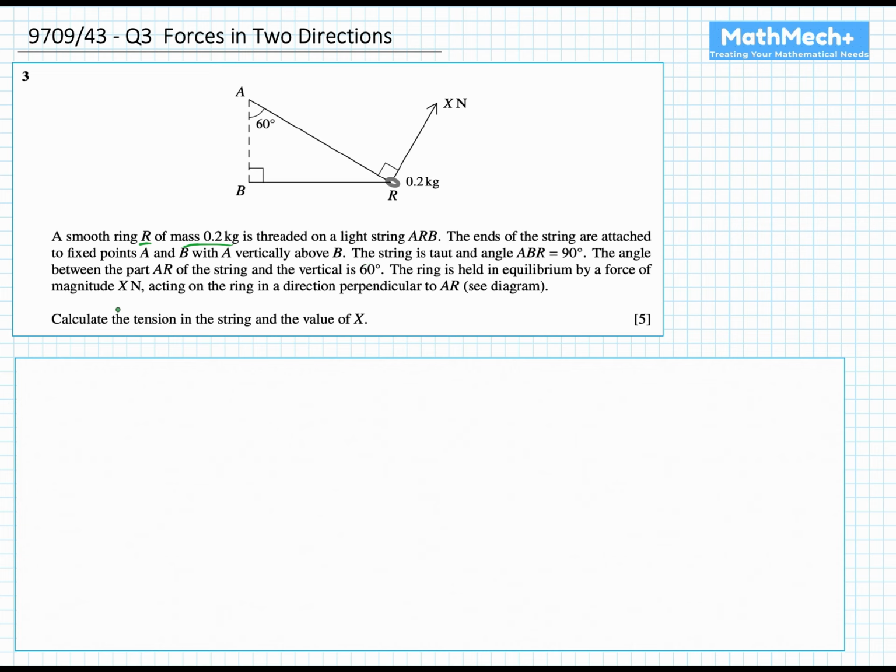these are both tensions in two strings. We have R, which is a ring. We have a magnitude of X acting on the ring, perpendicular to A. Okay, so T for tension on both those strings. What else do we have? So we have an angle of 60.